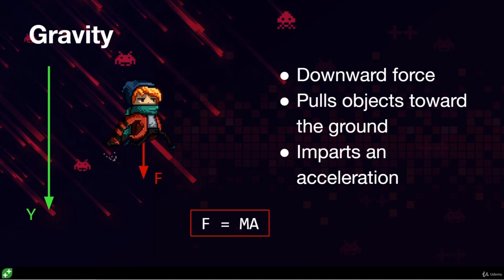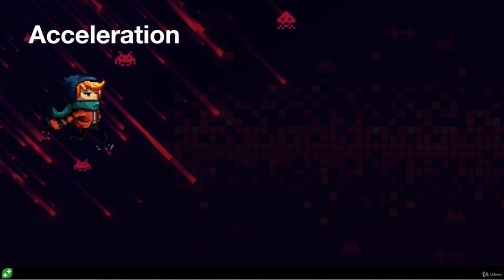Now, you may have heard of Newton's famous second law, which says that force equals mass times acceleration. So we know that this downward force of gravity is related to the object's mass and an acceleration. So let's talk about acceleration.